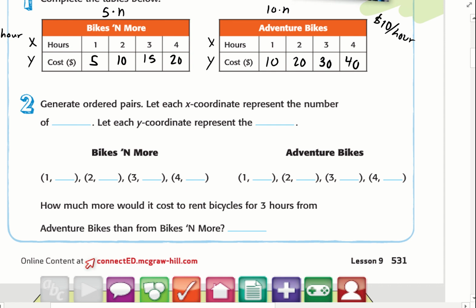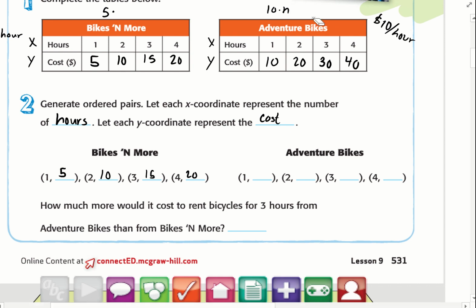So this is, let each X coordinate represent the number of hours. Let each Y coordinate represent the cost. So when X equals 1, Y equals 5. And I'm taking this information from my table. So that's directly from my table. When X equals 2, Y equals 10. When it's 3, Y equals 15. When it's 4, Y equals 20.